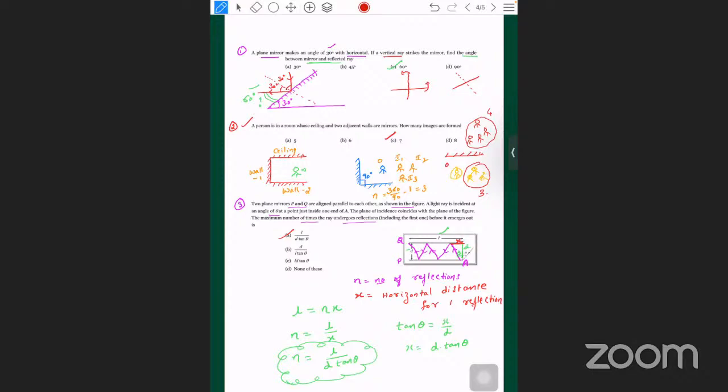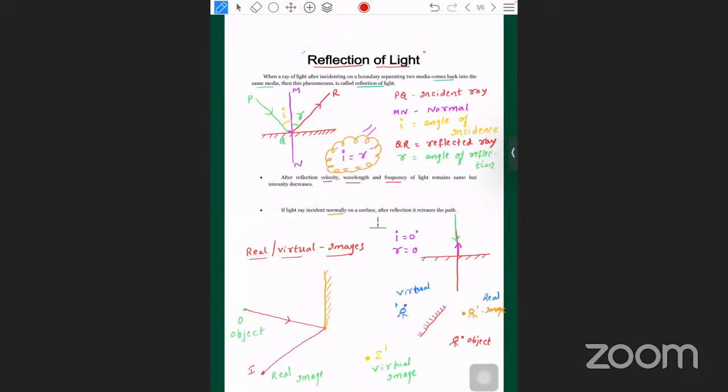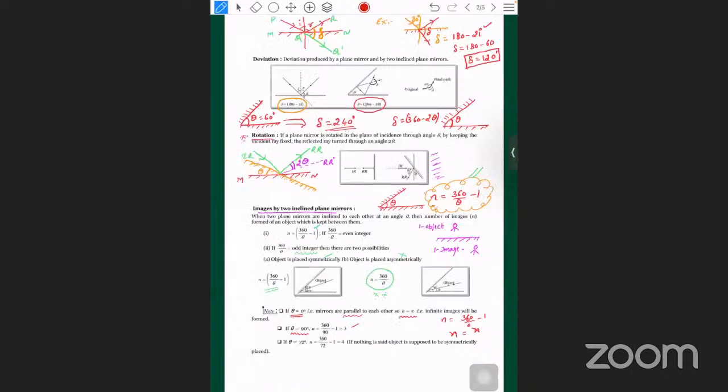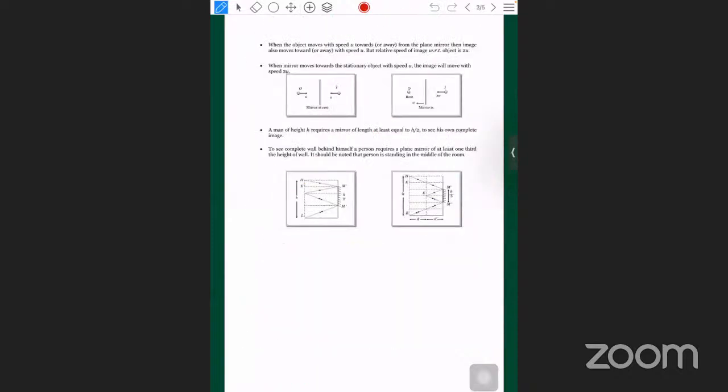So you have studied the concepts of reflection, real and virtual images, deviation concept, and number of images concept. Now, come to the last concept related to the mirror. Suppose I keep the mirror here, mirror is at rest. If you stand in front of the mirror, this is the object. Image will be formed here.